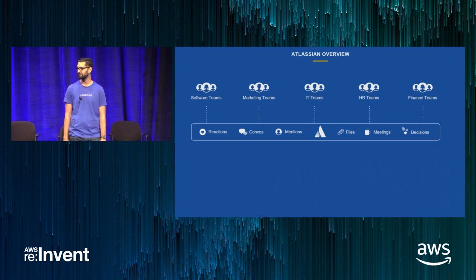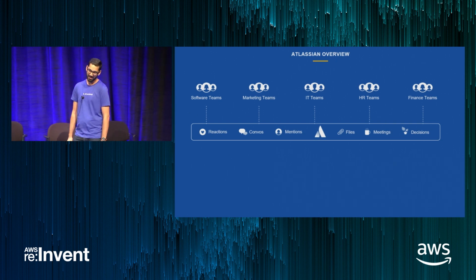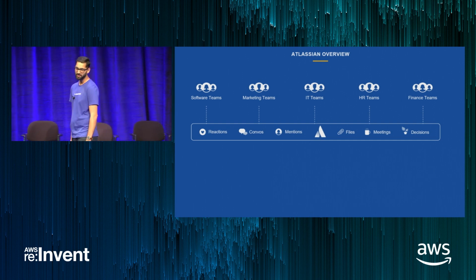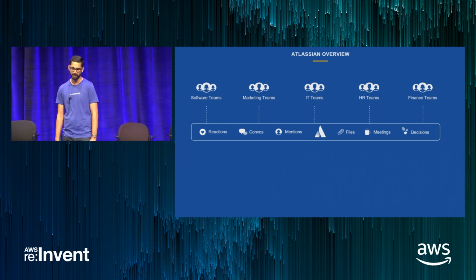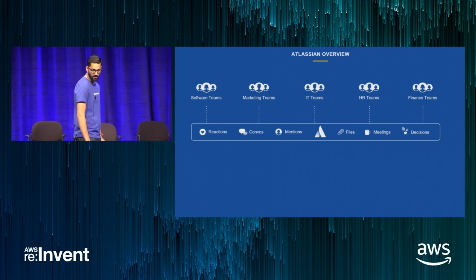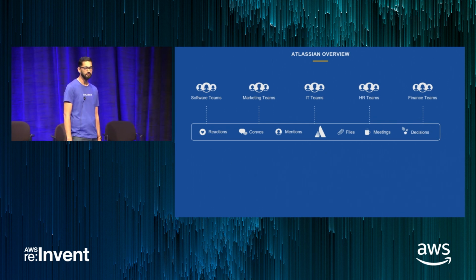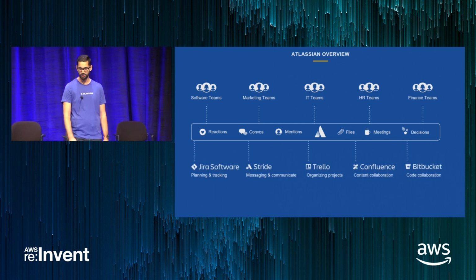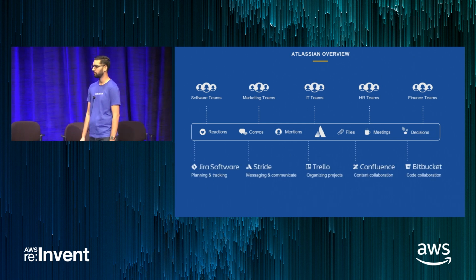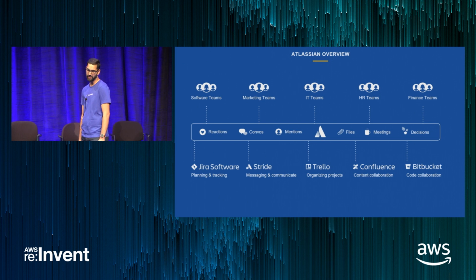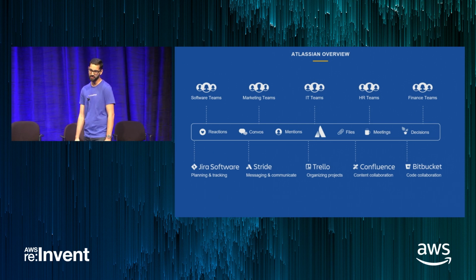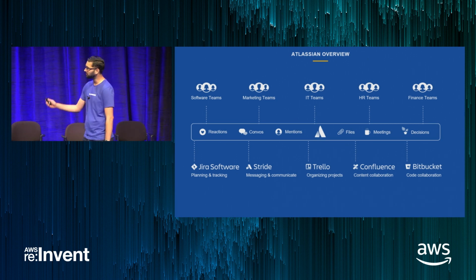I don't know if everyone here is aware of what Atlassian is, but we make software that helps teams of all sizes organize, discuss, and complete their work by providing a shared, open platform and tools that take advantage of that platform. Tools like Jira software for project issue and planning, Stride, our newest product, a team messaging and communications tool, Trello, which helps individuals and teams organize and prioritize their work, as well as Confluence and Bitbucket.